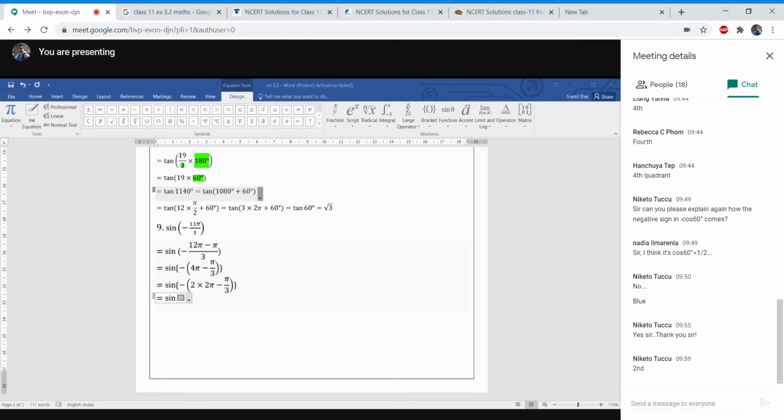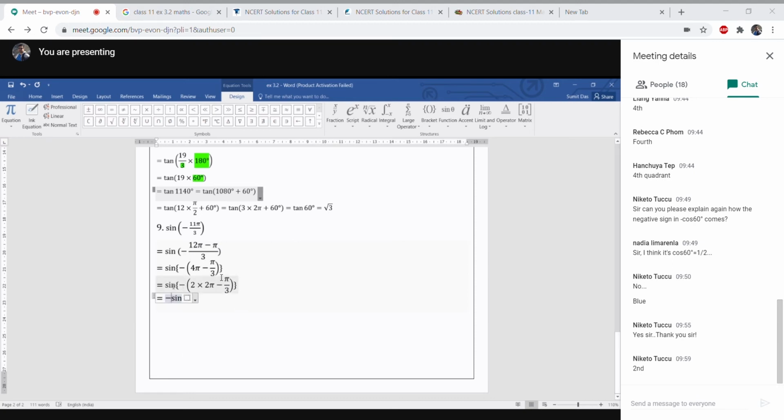Fourth quadrant. Look, 2 into 2 pi means two complete rotations, minus pi by 3. Pi by 3 means 60 degrees. So that means 360 minus 60, 300 degrees. That means it is on the fourth quadrant.